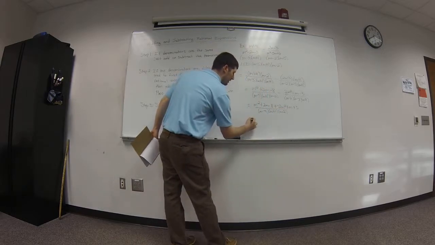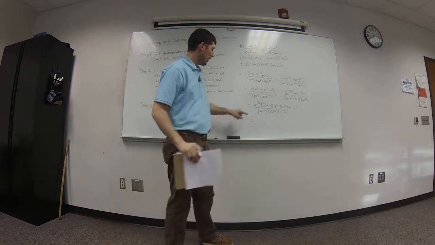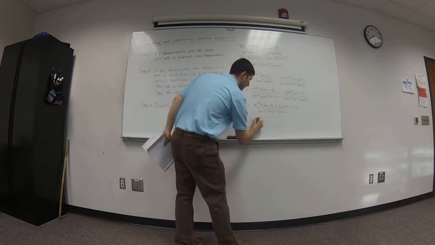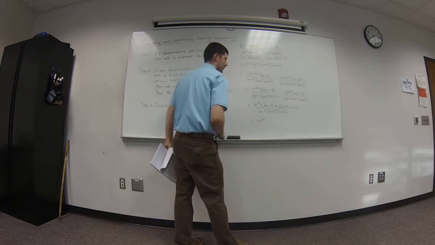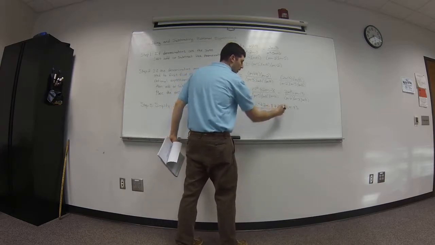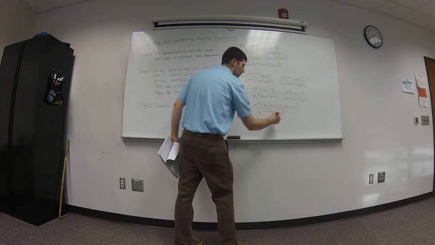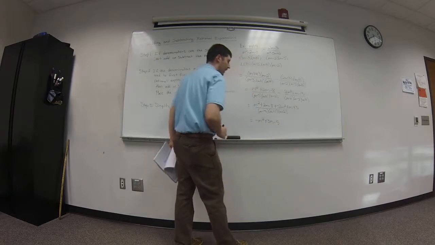All right, now let's add up what we have. Here I have m squared plus negative 2m squared, so that leaves me with negative m squared. 2m plus m leaves me with 3m. Negative 8 plus 3 leaves me with negative 5.